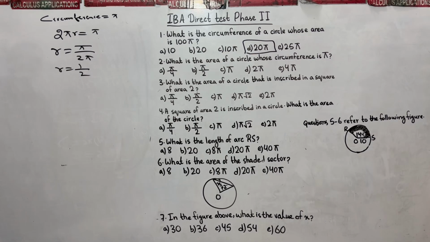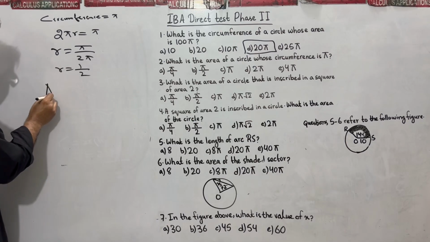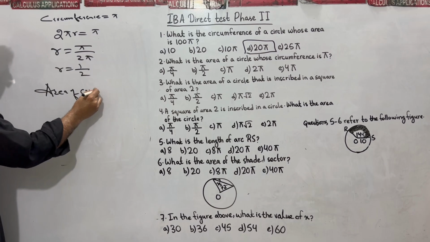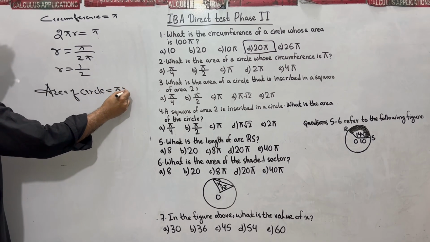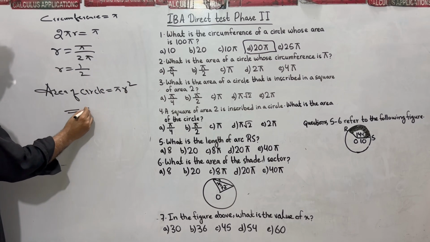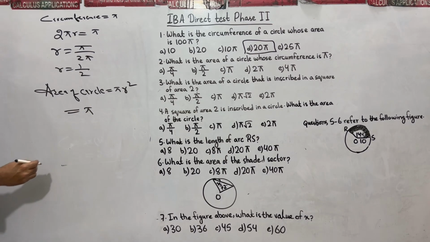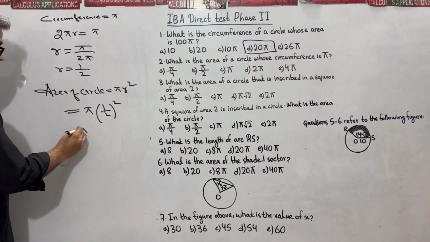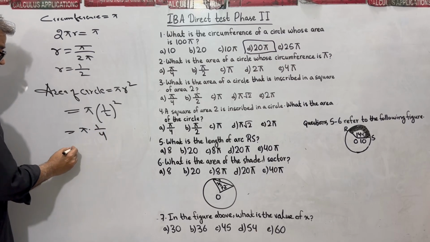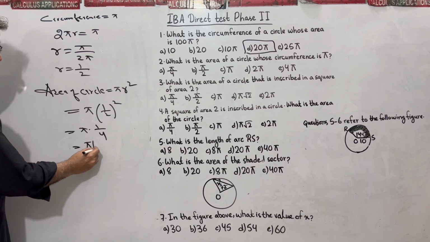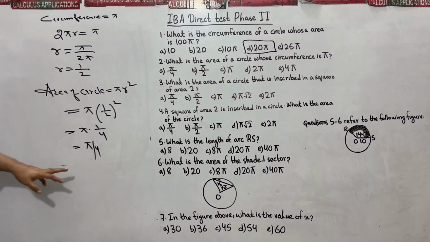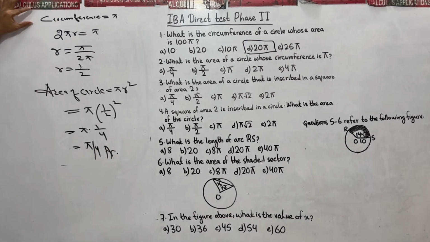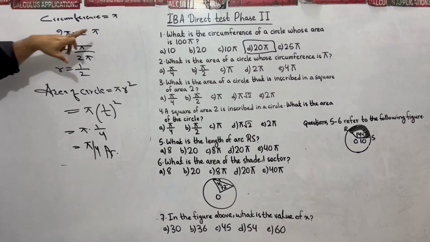We have the radius, so we can easily find the area of the circle. Area of a circle is given by pi times r squared. Pi times, with r equal to 1 over 2, squared. The square of 1 is 1, the square of 2 is 4. So we can write pi over 4 square units. That's our area.